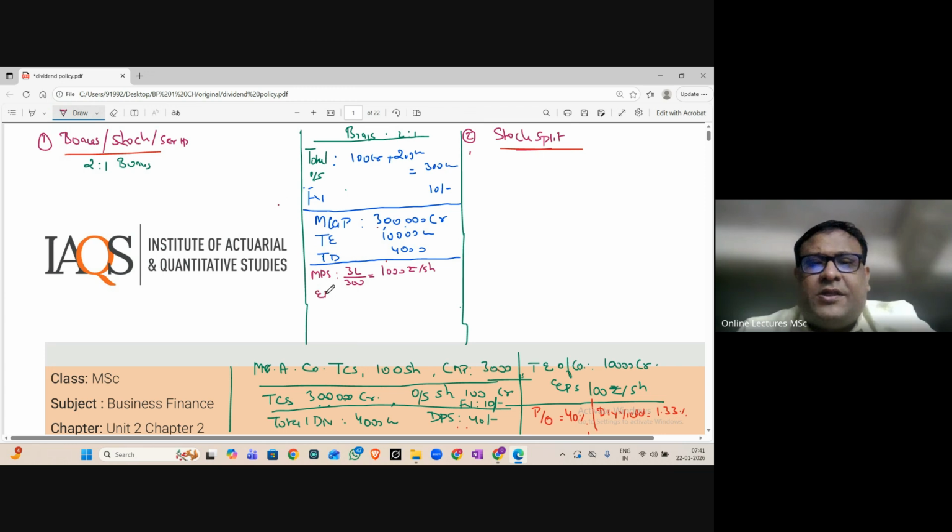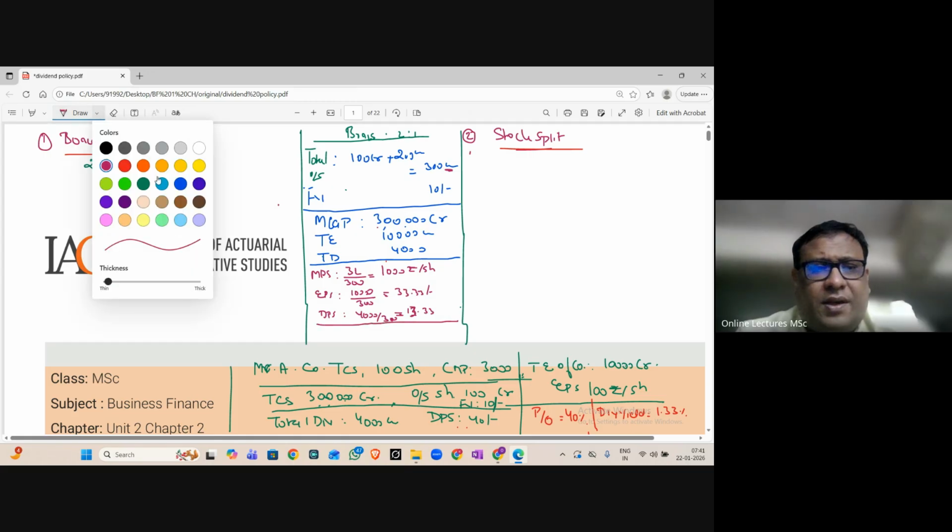The earnings per share would be 10,000 divided by 300. That should be, I think, 33.33 per share. The dividend per share, that should be 4,000 divided by 300. This is the 300. That should be 13.33. Is it correct? 13.33? Okay, 13.33.